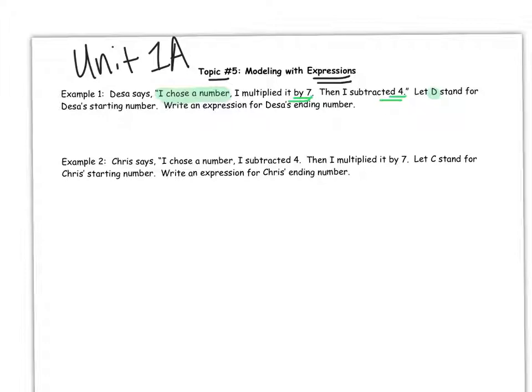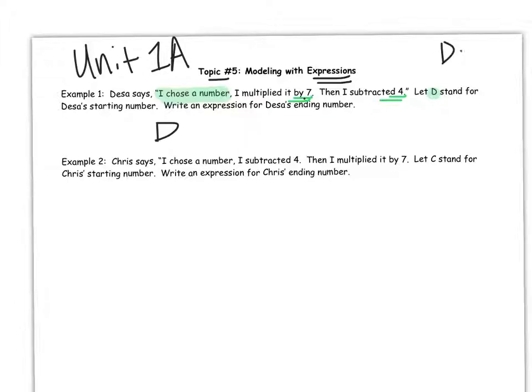All right, so we are going to, in order, write this expression, just by the steps that she took. So first she says, I chose a number. We're going to just write the letter D here to represent the number that she chose. Then it says, I multiplied that number by 7. So I want you to think about how you could write multiply by 7. We have lots of different ways to write it. I'm just going to keep a list over here. So multiply by 7, we could do this.